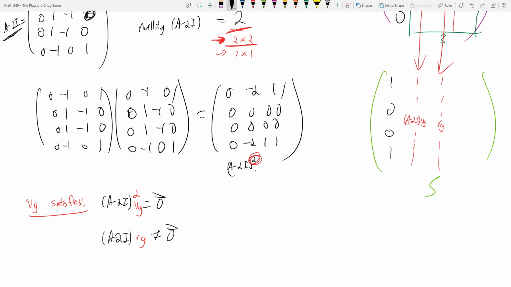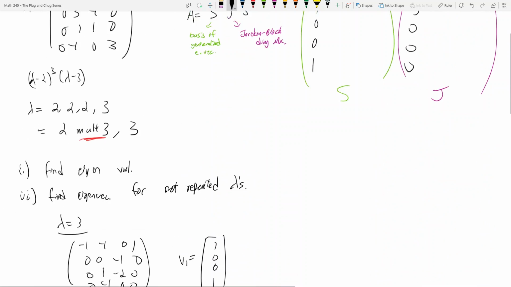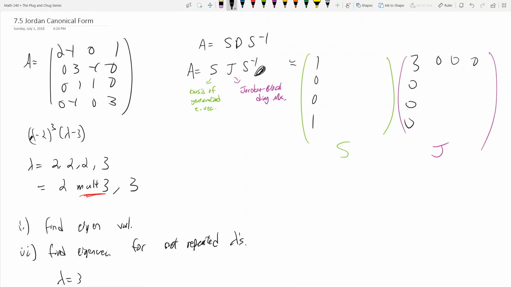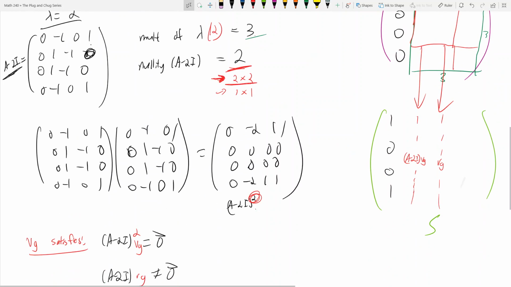Why is it not the 0 vector? Well, take a look at S, right? You're putting (A minus 2I) VG into a column here, right? And what if your column was 0? You get a 0 column, but you have to invert S. You can't invert a matrix that has a column of zeros in it, right? So (A minus 2I) VG can't be 0.